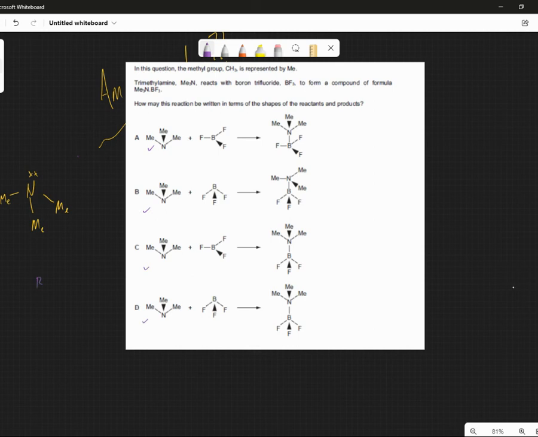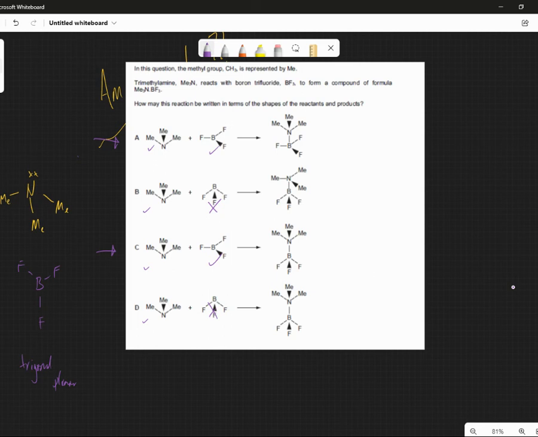What shape is BF3, though? BF3 has 3 electron pairs, so this is trigonal planar. Which one's the trigonal planar? This one? No. So the answer is not B. This one? No. So already the answer is either A or C.